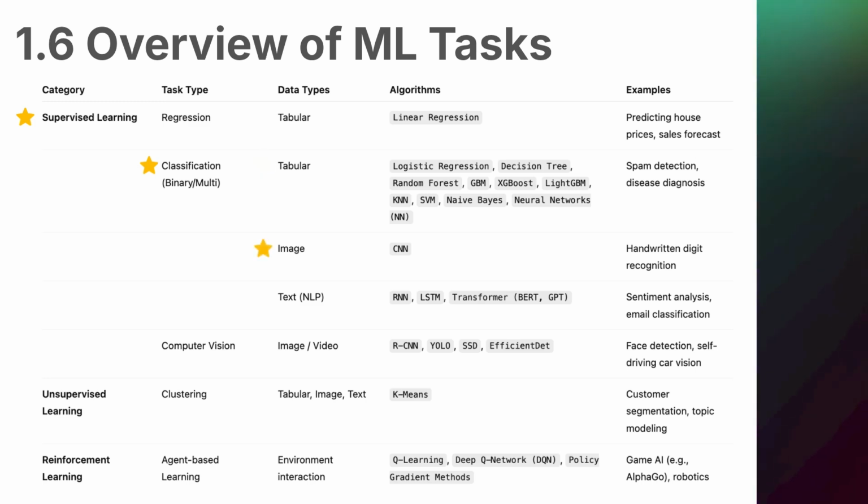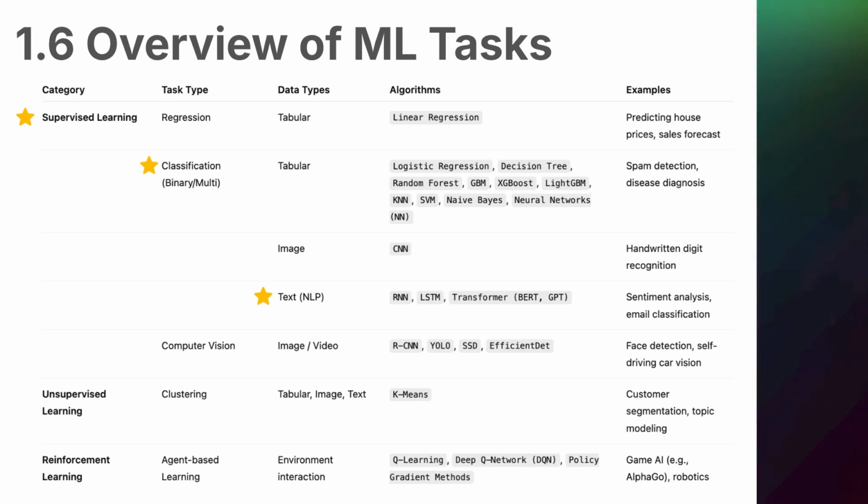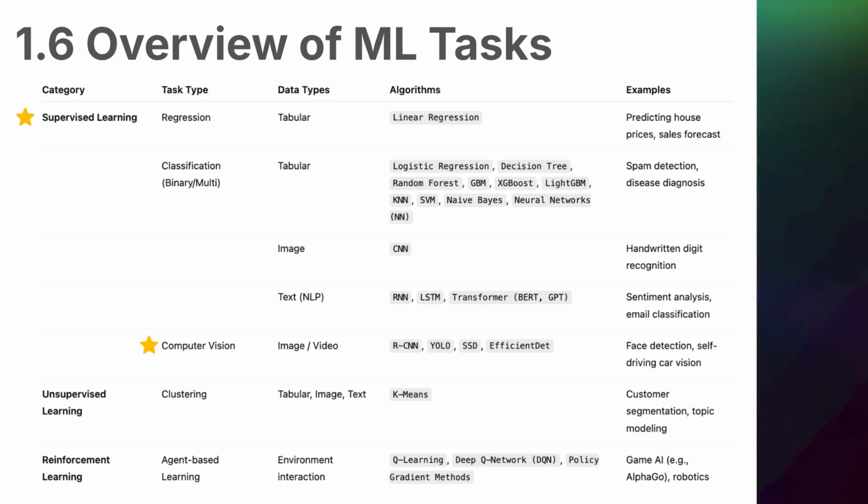When dealing with image data, convolutional neural networks, CNN, are used for classification tasks like recognizing handwritten digits. For text data in natural language processing, models like RNN, LSTM, and transformers like BERT and GPT are used for tasks such as sentiment analysis or email classification. In computer vision, the goal is not just to classify objects but to locate them within an image or video. Algorithms like RCNN, YOLO, SSD, and EfficientDet are used to detect faces or identify objects for self-driving cars.